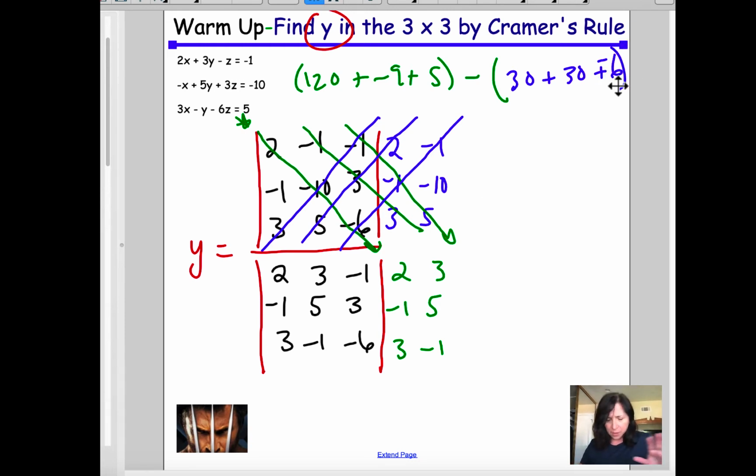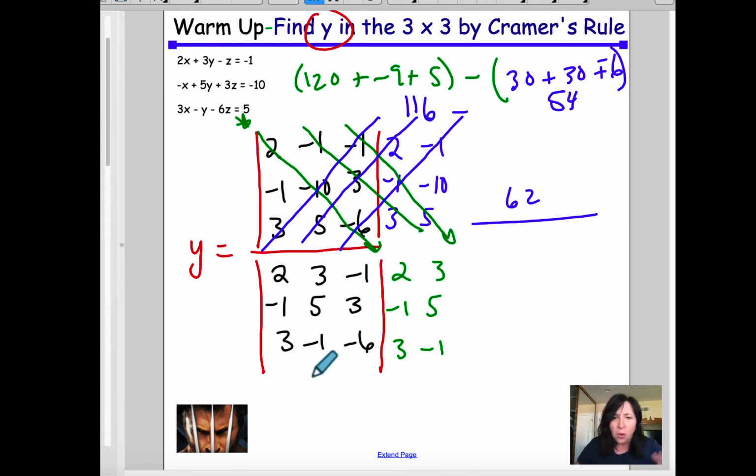All right, so I am going to use my calculator. Use your calculator at the same time so you guys can check your answers. 120 plus negative 9 plus negative 5, I get 116, minus this stuff. So that's what? 60 minus 6 is 54. So 116 minus 54, and I get 62 on top.